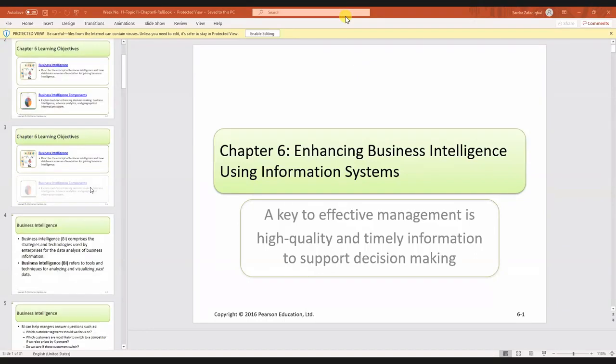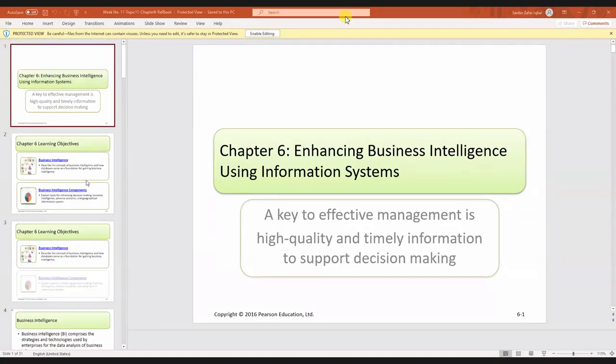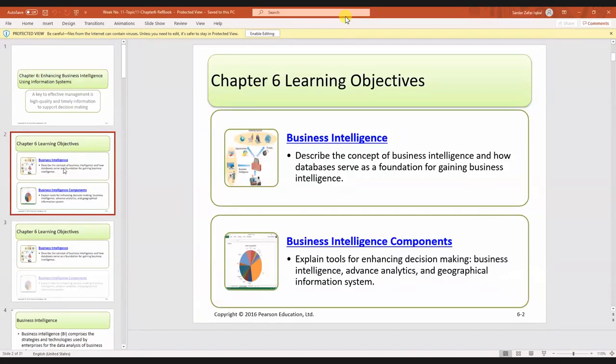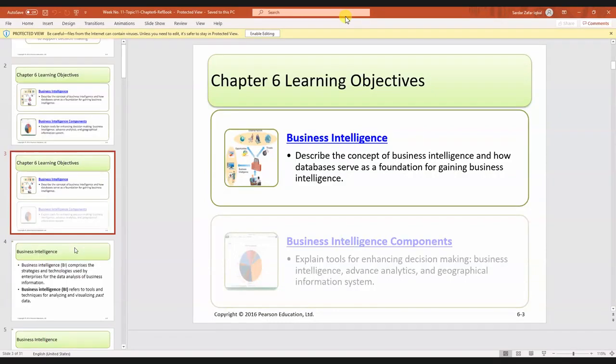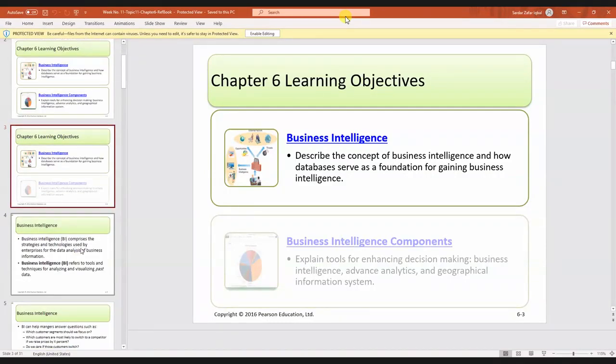Okay, moving on. Today, our learning objectives are business intelligence and its components. So today we will mainly focus on business intelligence. Okay, so what is business intelligence?